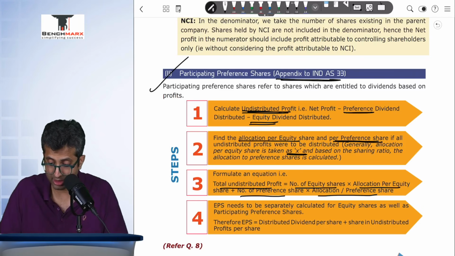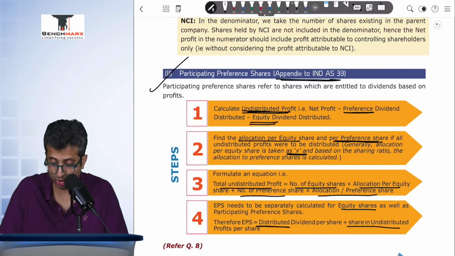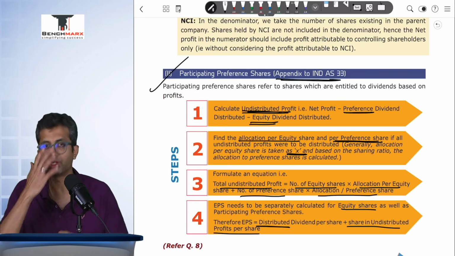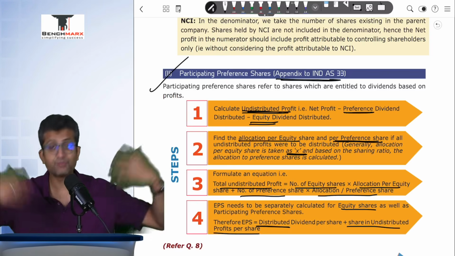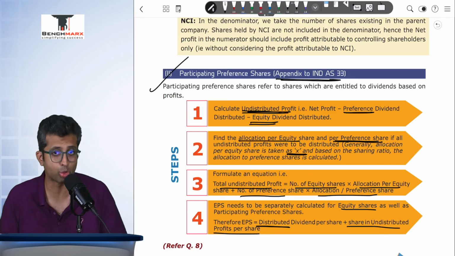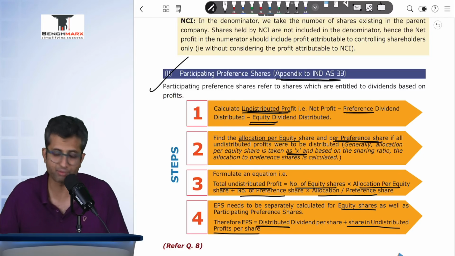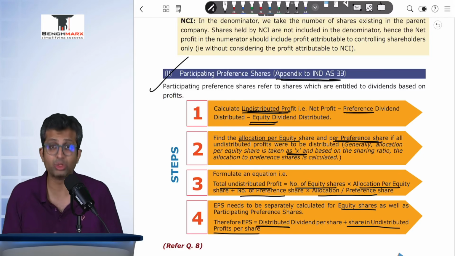So EPS needs to be separately calculated for equity shares as well as participating preference shares. EPS is what? Distributed dividend plus your share in the undistributed dividend. Till now, we did not really bother because we said that even if the dividend is not distributed, if it was distributed, everything would have flowed to the equity shareholder. Here, that is not the case. If it was distributed, some of this would have gone to the participating preference shareholder, and the remaining would have come to the equity shareholder, and hence your EPS will be calculated based on that.